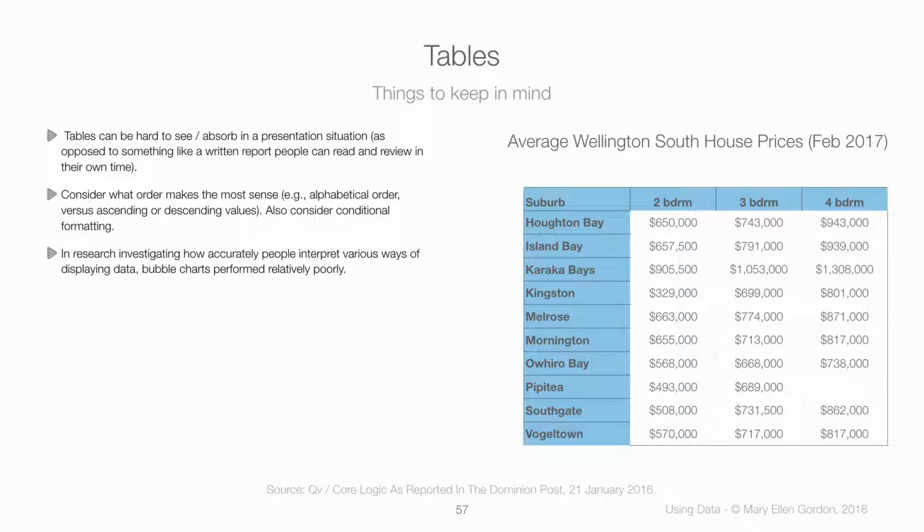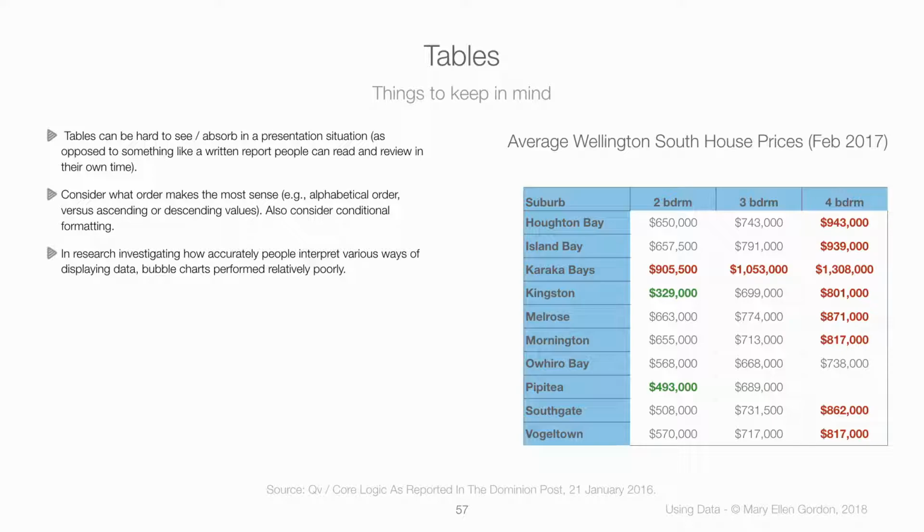Something else to keep in mind is how you're delivering the information. In general, tables tend to work better in reports and less well in presentations, just because in the average presentation, you don't really have time to absorb all of these numbers. Now, one way to get around that is to use some sort of conditional formatting, as I've done here.